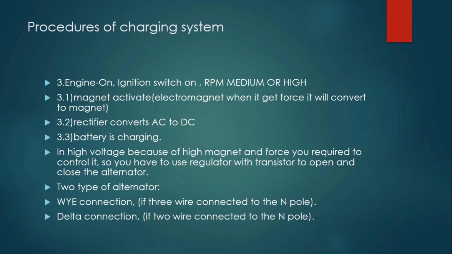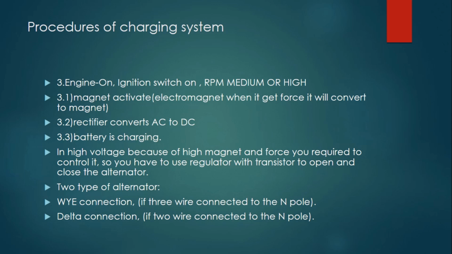In high voltage, because of the strong magnet and force, you need to control it. So you have to use the regulator with a transistor to open and close the alternator. The IC regulator has a transistor, and with its help it will open and close the alternator.